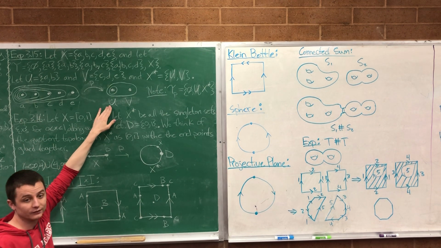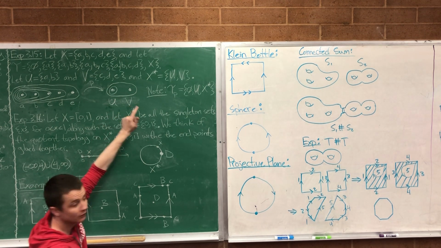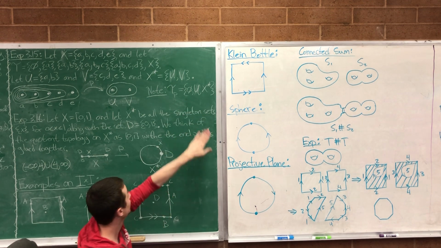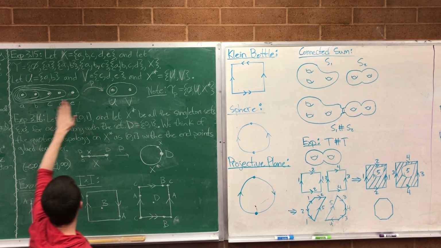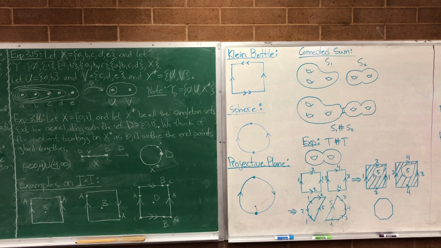U is open by itself, and U and V together are open. V by itself is not open. So our topology, induced by P, is this topology. Here's the topology on X star, given this topology on X, using our quotient, or using our partition mapping.